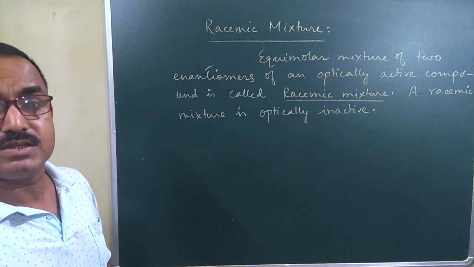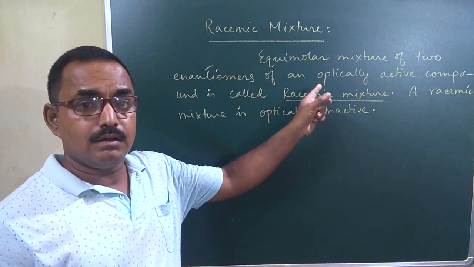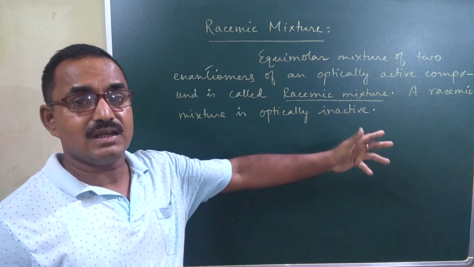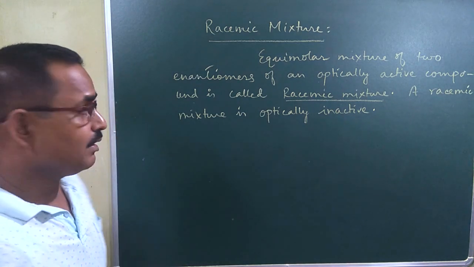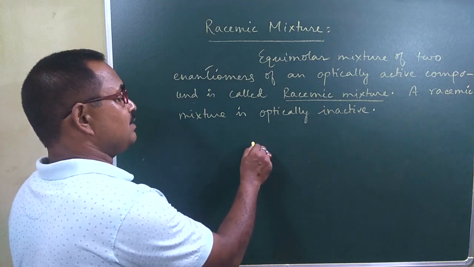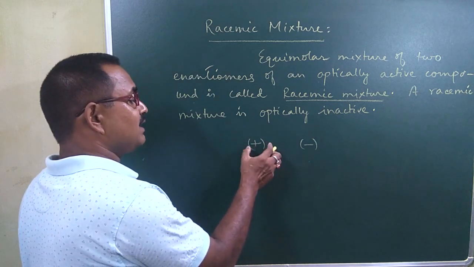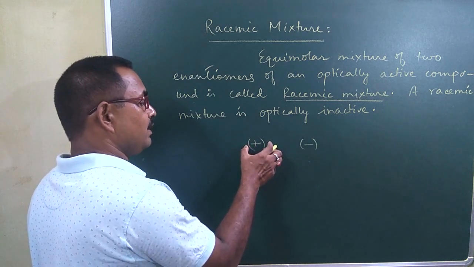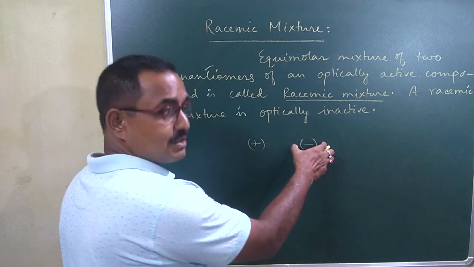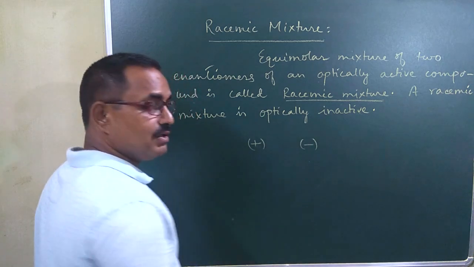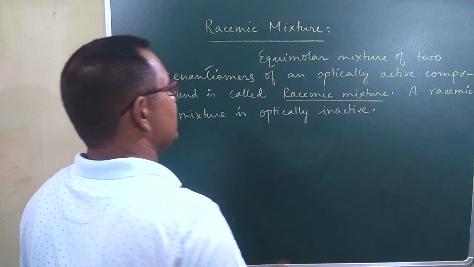It means the net optical rotation of a racemic mixture is always zero. Why is it zero? Because rotation caused by one enantiomer will be exactly cancelled out by the opposite rotation of the other enantiomer. So a racemic mixture is optically inactive.